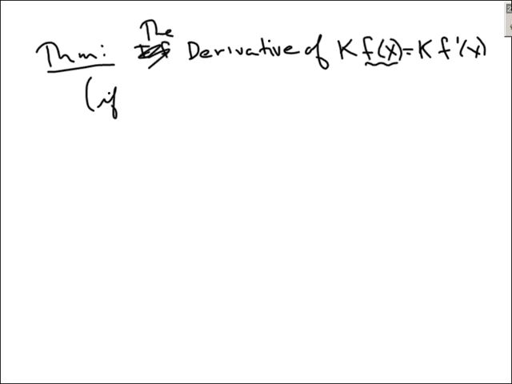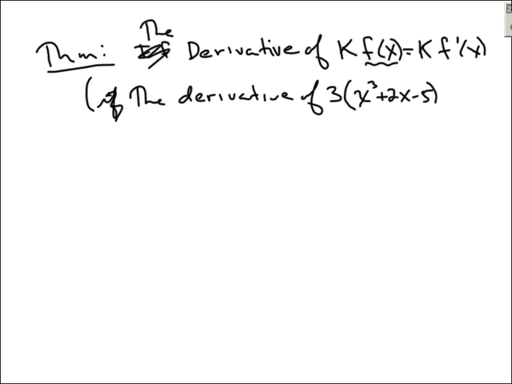Okay? For example, the derivative of 3 times some function, x cubed plus 2x minus 5, is just 3 times, and this is notation now, not that function, but the derivative of the function. That mark right there says take the derivative of that. Okay, now I think you should be able to prove this.